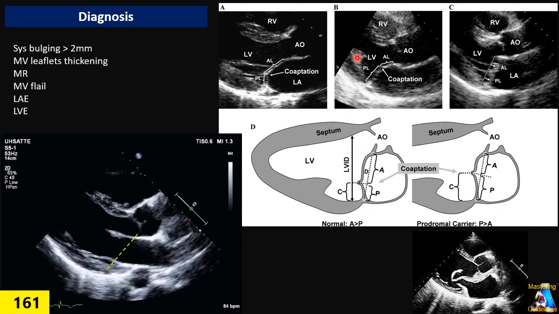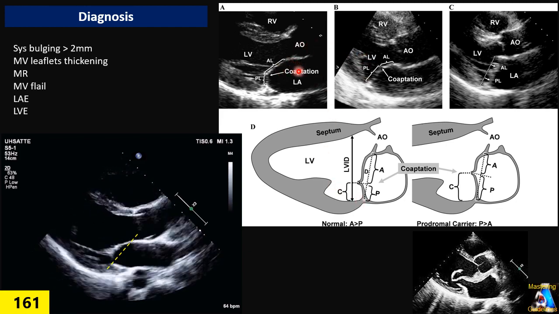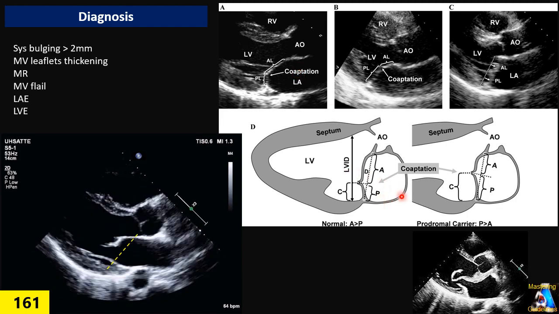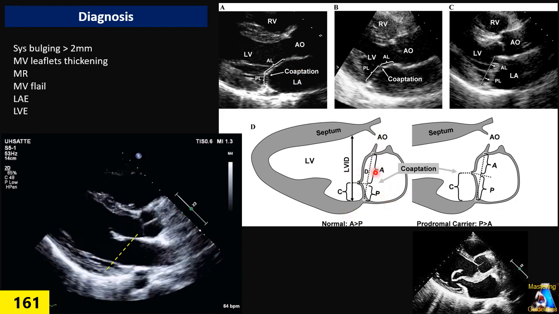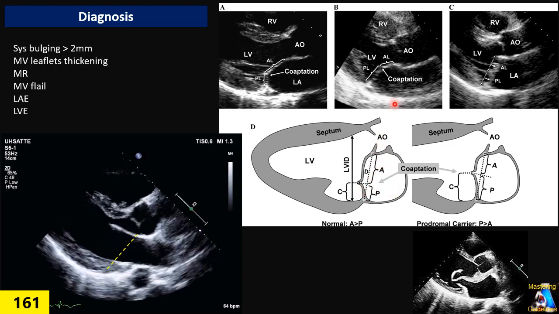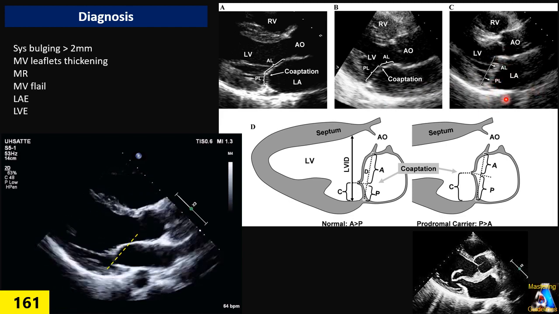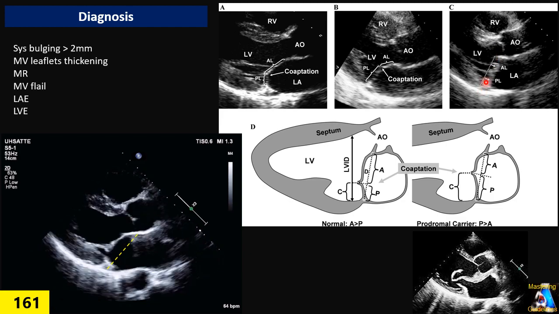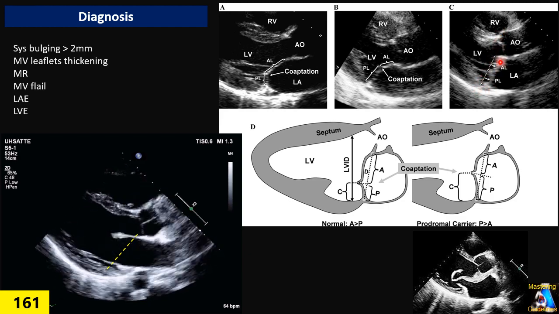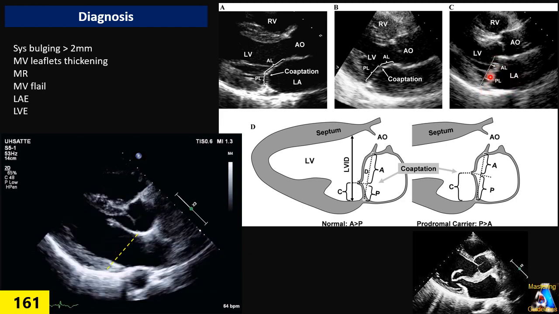In mitral valve prolapse, one or two parts of the mitral valve leaflet go beyond the annulus plane into the left atrium. That can be bileaflet, as you can see here. Here we have the annular plane. Both of them, anterior and posterior, go beyond the plane.